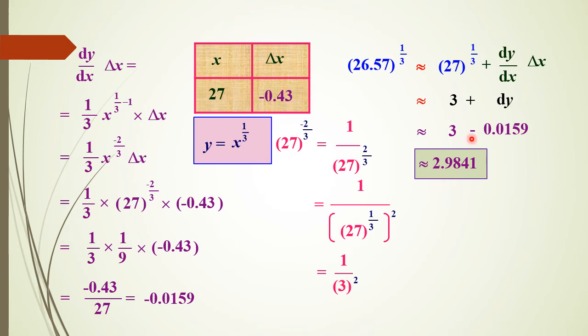0.0159, this is the value of dy by dx into delta x that we have determined here already. This is the total result, or approximate value, of the cube root of 26.57. Its value is this much. This is the final solution of this term.